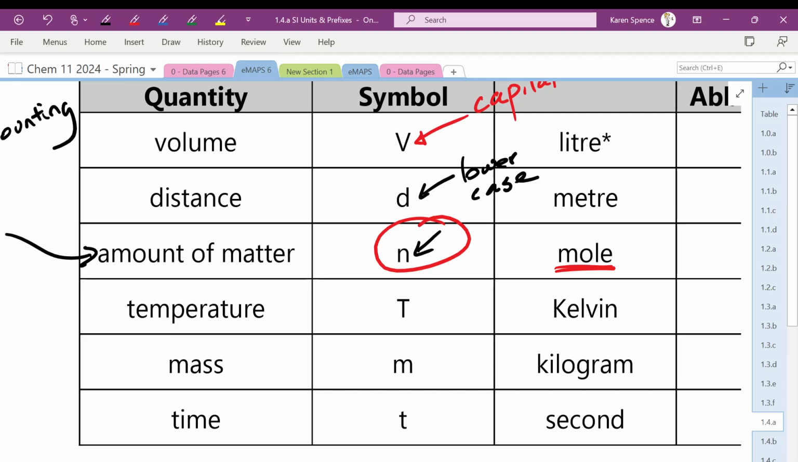Now, temperature is capital T, and it has to be capital T, because what is lowercase t? Lowercase t is time. And then finally, mass is lowercase m. There are more quantities and units than this, but these are the 7 that are important in chemistry 11. Okay?